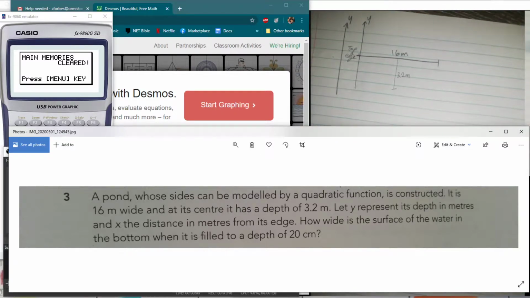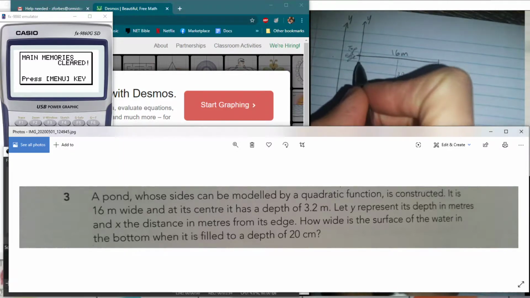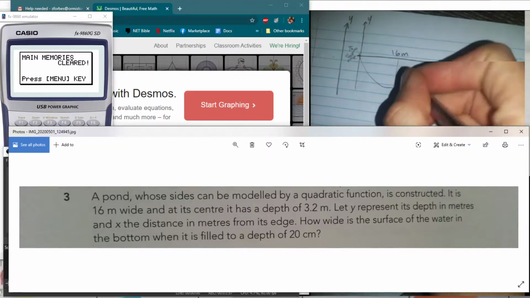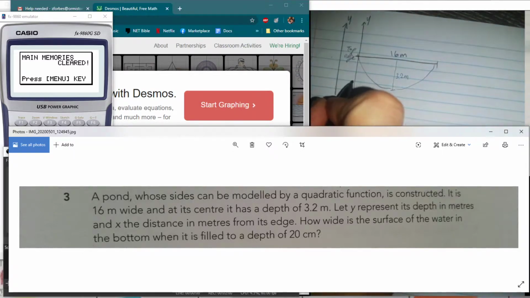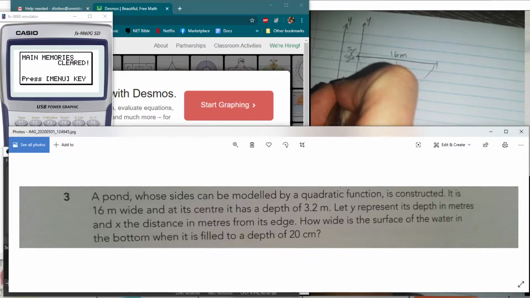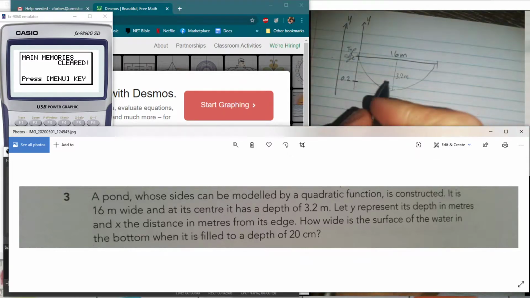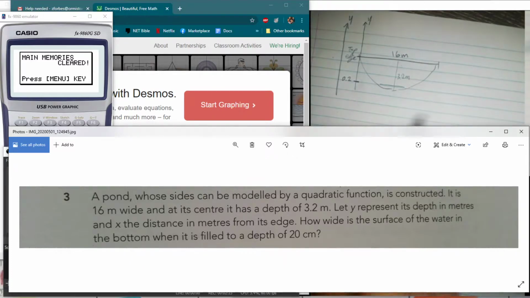How wide is the surface of the water in the bottom when it is filled to a depth of 20 centimeters? So we've got this pool, which is like a parabola, and they want to know when it gets down to 0.2 from the base. So maybe y is better at the base of the pool. So it's sort of deciding on this that helps us to solve these questions. It's your thinking process. Do I make y the top of the pool or the bottom?